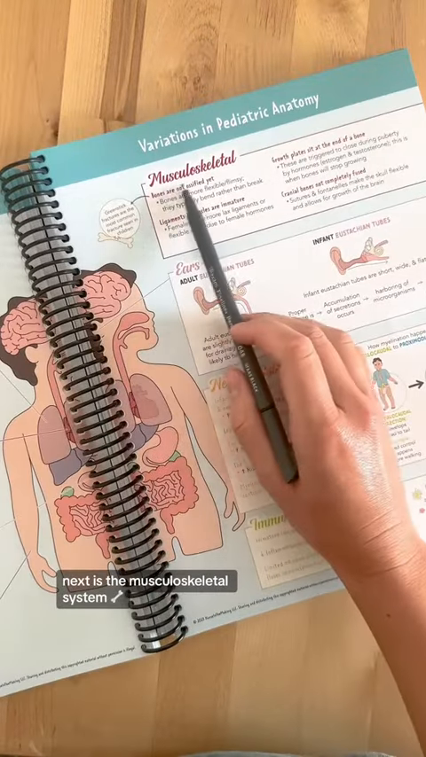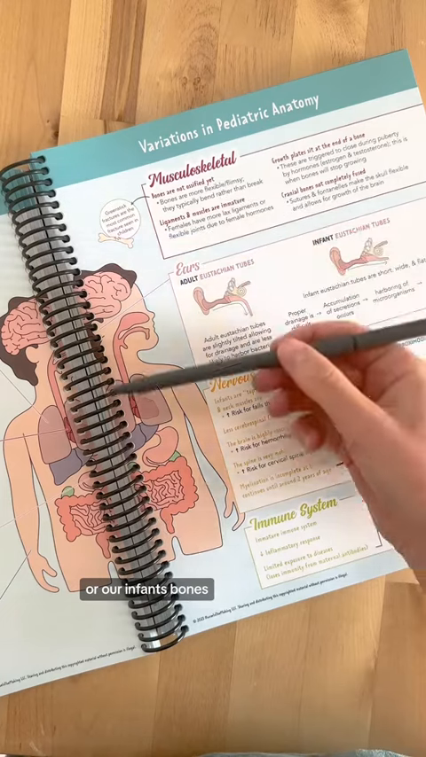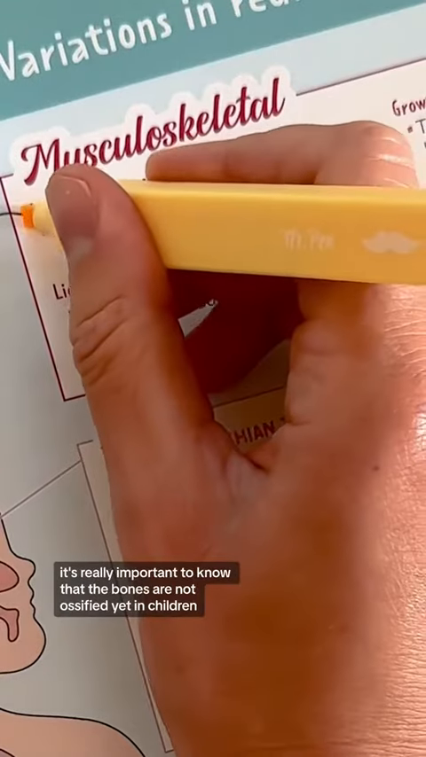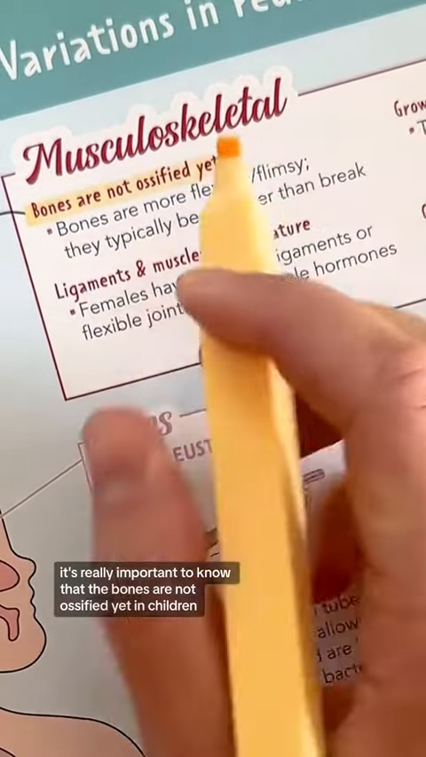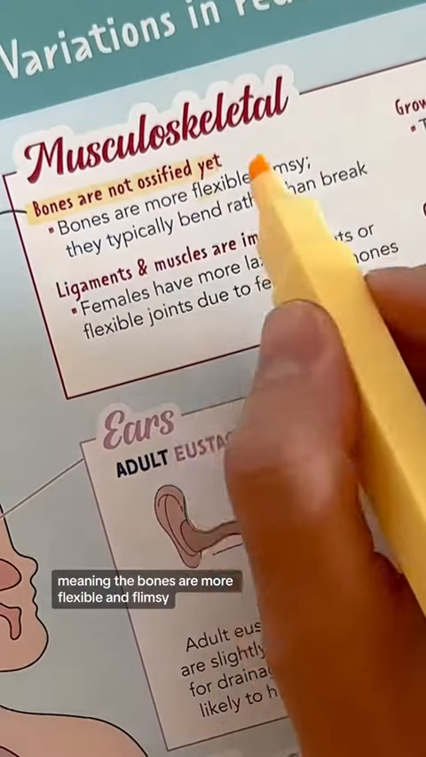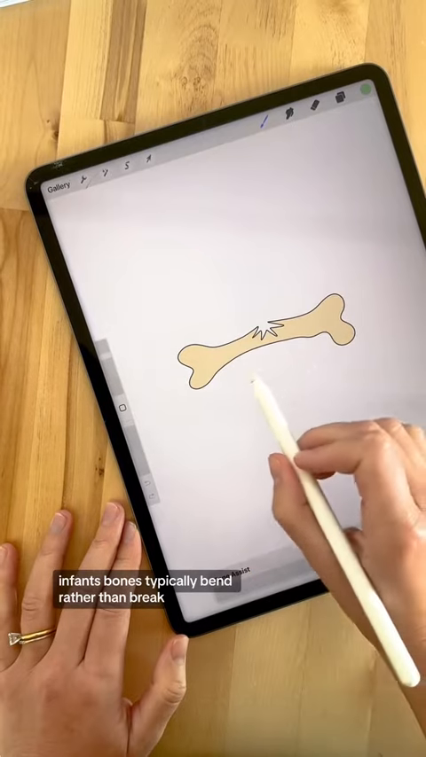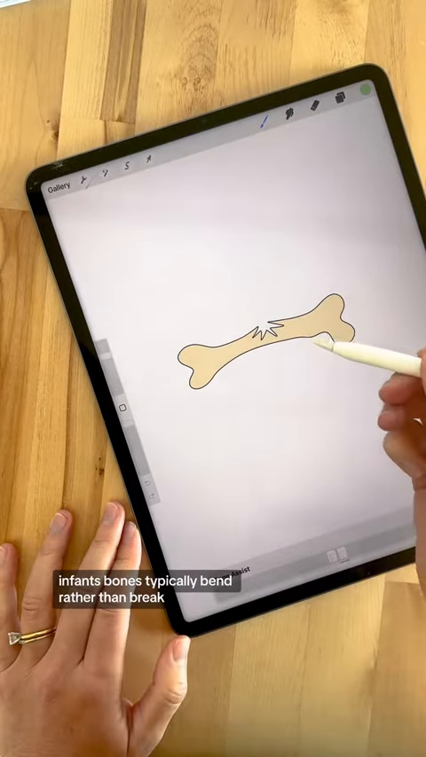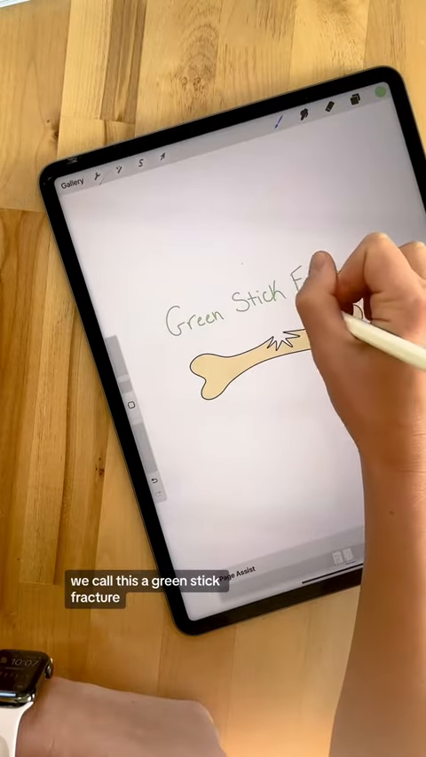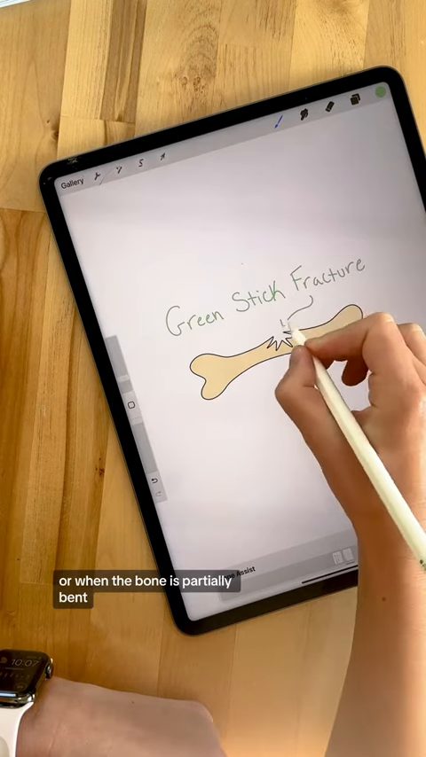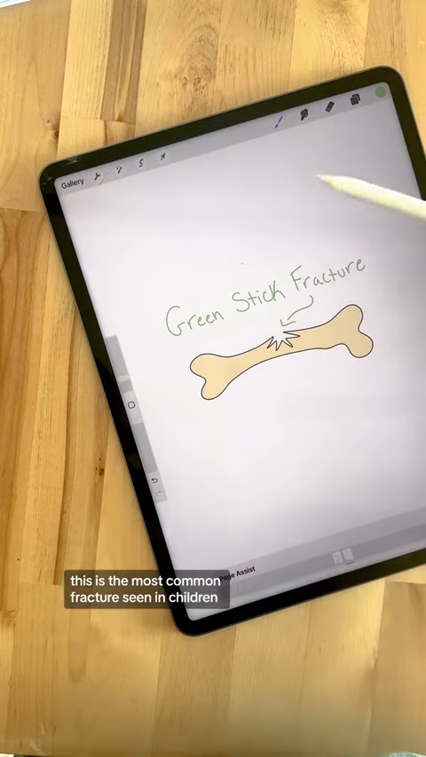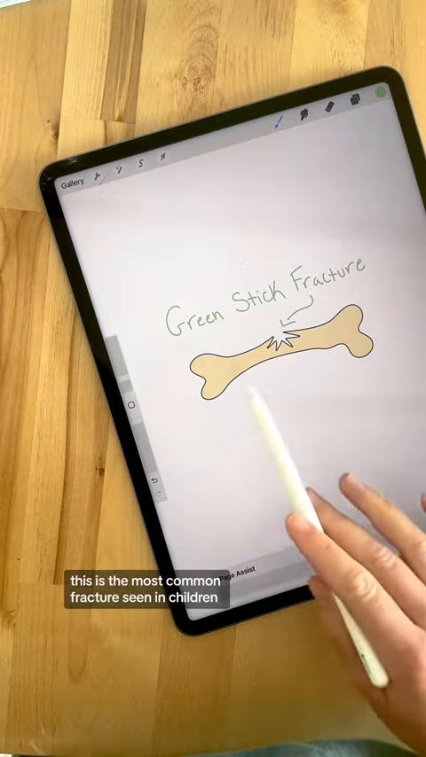Next is the musculoskeletal system, or our infant's bones. It's really important to know that the bones are not ossified yet in children, meaning the bones are more flexible and flimsy. Infants' bones typically bend rather than break. We call this a greenstick fracture, or when the bone is partially bent. This is the most common fracture seen in children.